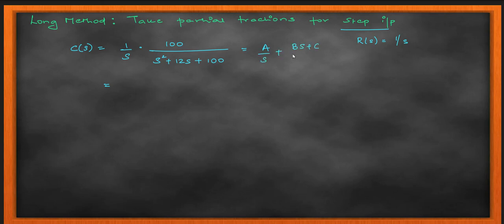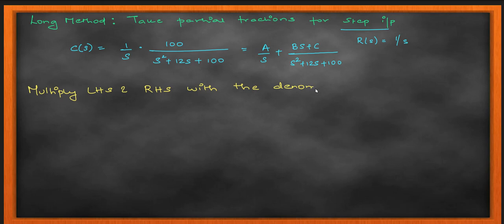So the first step would be to put my R of s to be 1 by s because it's a step response. Once I do that, I'm doing the partial fraction expansion because it's a non-factorizable polynomial. So I get my bs plus c, and that is going to look like this: a by s plus bs plus c divided by s square plus 12s plus 100.